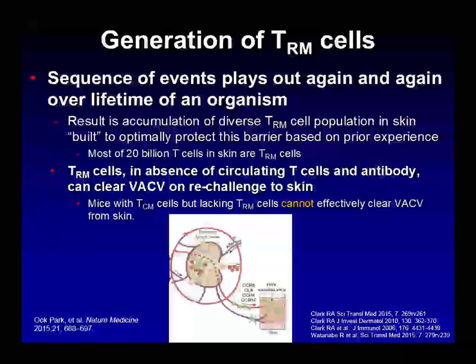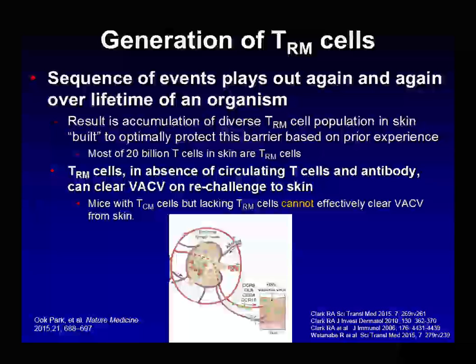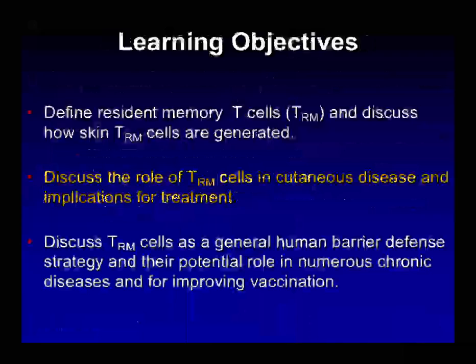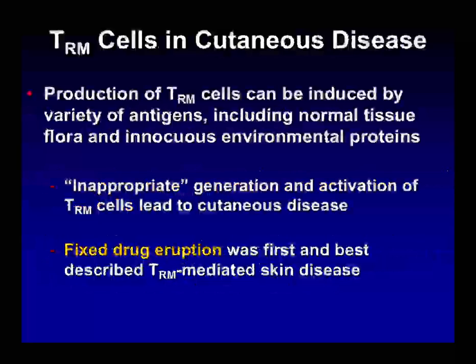Whereas on the other hand, mice who have central memory T cells specific to vaccinia, but completely lack skin-resident memory T cells, are unable to effectively clear vaccinia challenge. So let's talk about the role of resident memory T cells in skin disease and the implications for treatment.